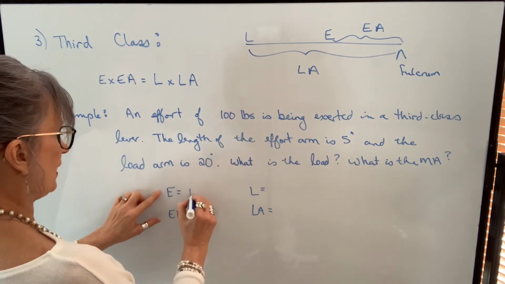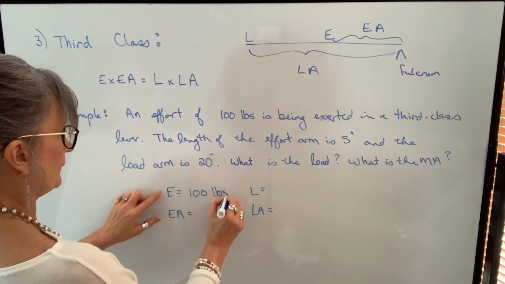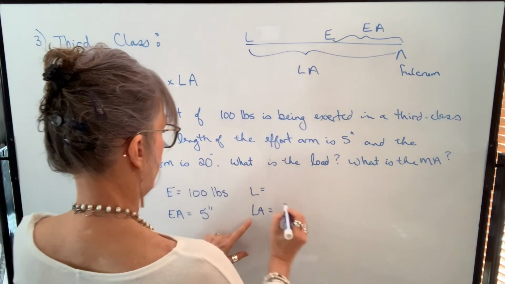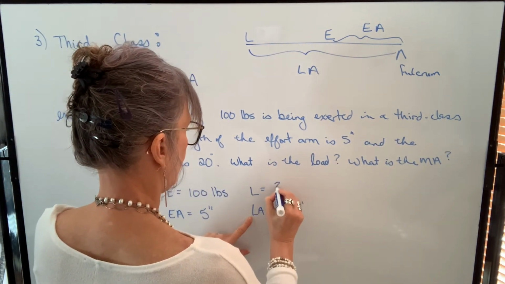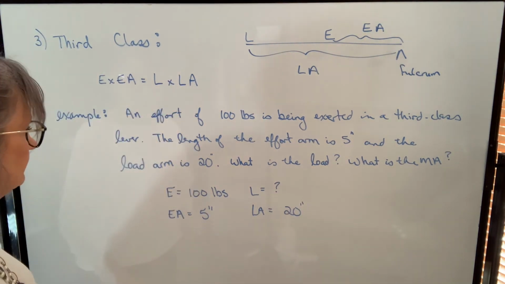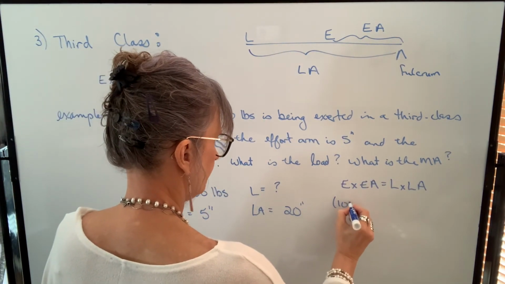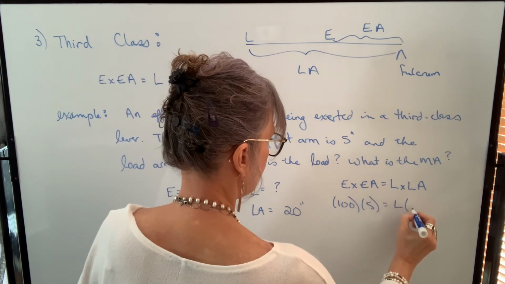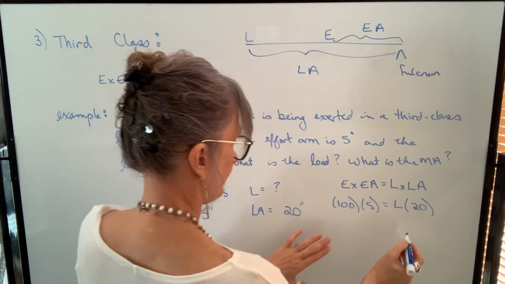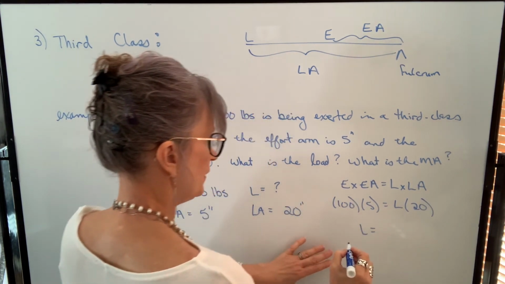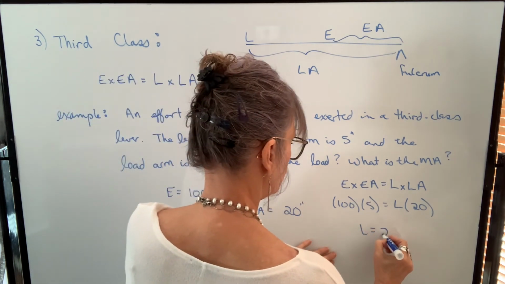Effort is 100 pounds. Effort arm is 5 inches. Load arm is 20 inches. And we're finding load. Then we plug our values into our formula. So we have 100 times 5 will equal load times load arm is 20. Divide both sides by 20 so that we get load equal to 25.